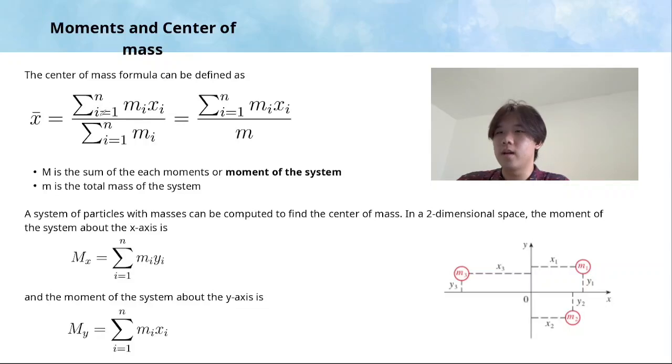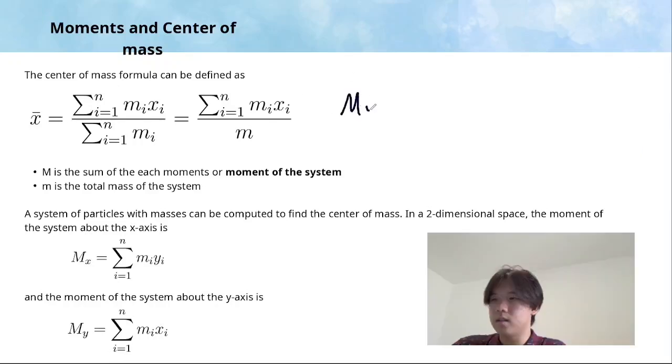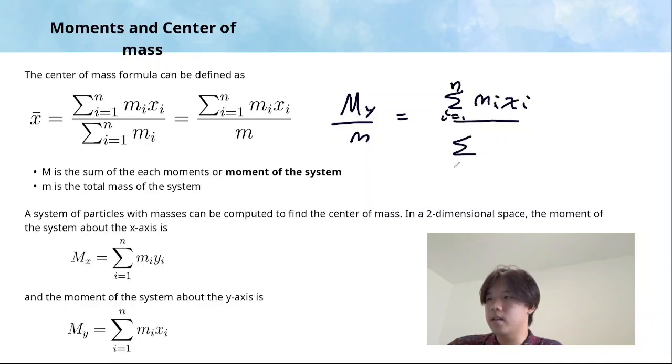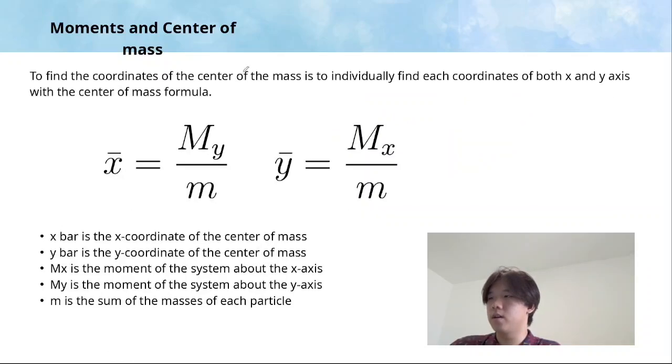The center of mass formula can be defined as the summation of i equals 1 to n of mi xi over the total mass of the system. It can also be written in this form. A system of particles with masses can be used to compute the center of mass. In two-dimensional space, the moment of the system about the x-axis is this, and the moment about the y-axis is this, similar to the equation above: My over m equals the summation of mi xi over the total mass, which is the x coordinate of the center of mass.